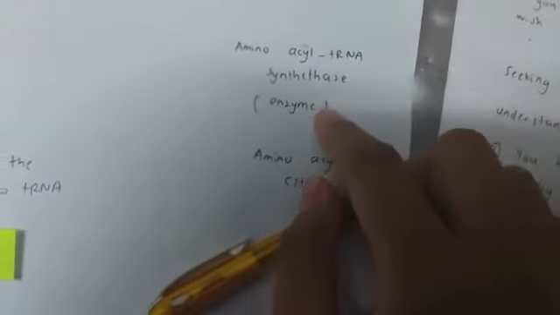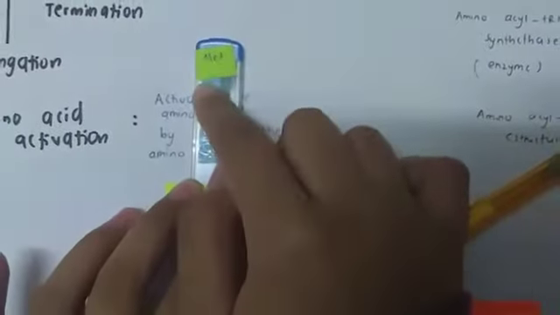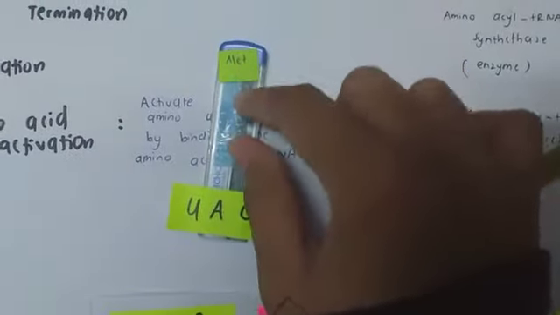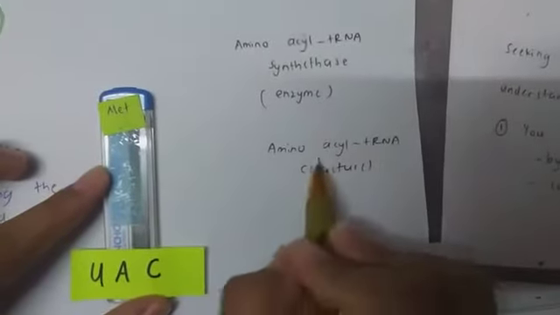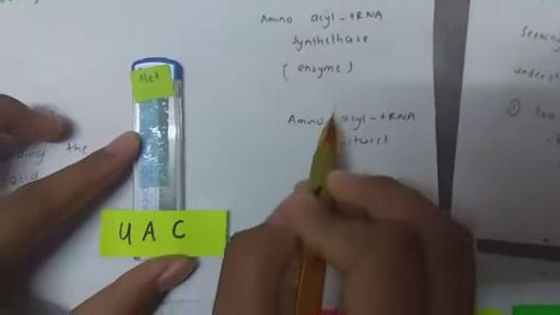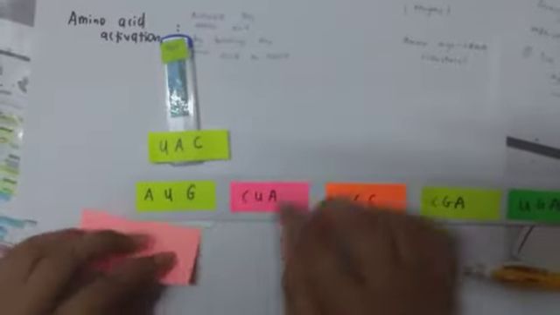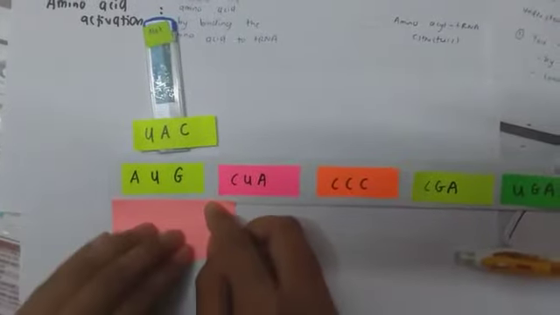With the help of aminoacyl tRNA synthetase, this enzyme will help the amino acid methionine bind to the 3' end of the tRNA, and this structure is called aminoacyl tRNA. Then the small ribosomal subunit will come to bind the mRNA and tRNA.